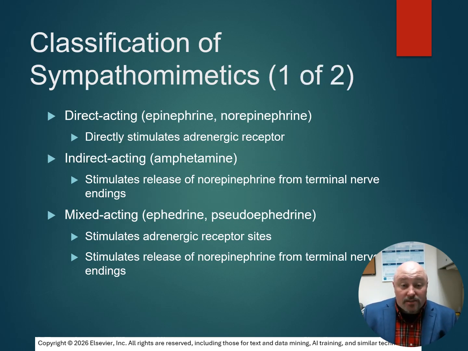When dealing with the classification of sympathomimetics, we begin with direct acting, such as epinephrine or norepinephrine, that directly stimulate those adrenergic receptors. They can also be indirect acting, such as amphetamines, that stimulate the release of norepinephrine from terminal nerve endings. There could also be a mixed action, such as ephedrine or pseudoephedrine, that stimulate the adrenergic receptor sites, but also stimulate the release of norepinephrine within those nerve endings.